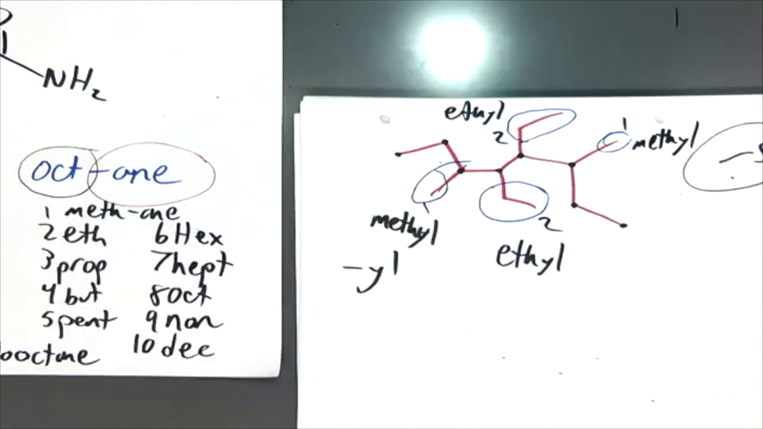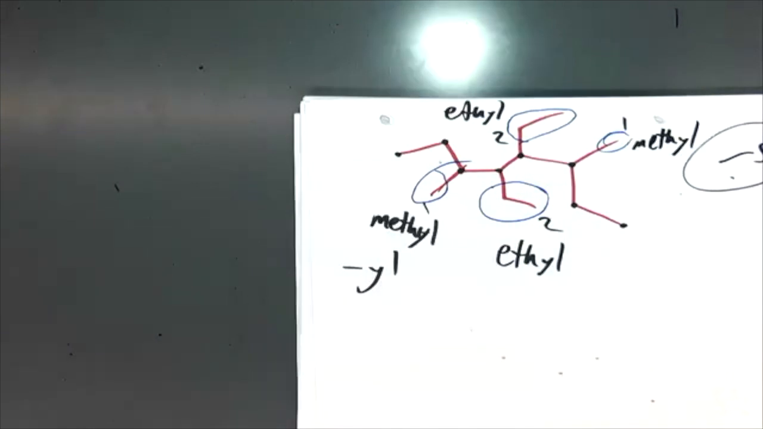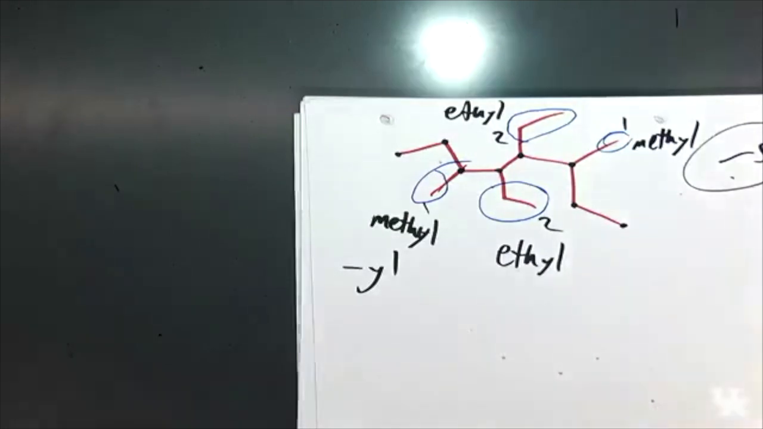All right, so if you're following along at home, we have found the parent chain. We have identified if there are any substituents, and we have named them. So now what we need to do is find a way to put all this information together in such a way that we can effectively communicate what this molecule is. But there's a problem.